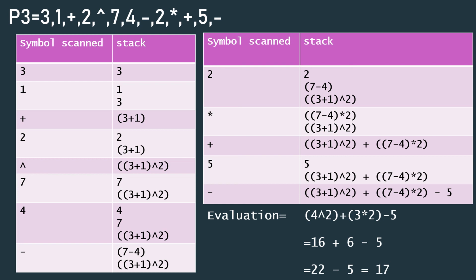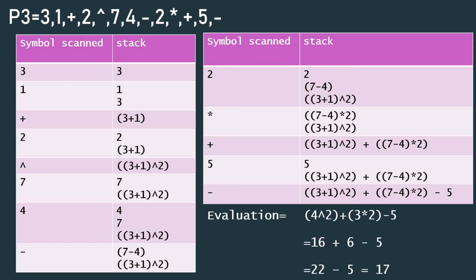Now the exponentiation operator has come, so that will be placed in between the top two elements, that is 3 plus 1 and 2, and this will be pushed back into the stack. Now 7 will be scanned and 7 will go above this one. 7 will be pushed in the stack, then 4 will also be pushed inside the stack. A minus operator has come, so the top two elements, that is 4 and 7, will be popped out and the minus operator will be placed in between them. So 7 minus 4 and 3 plus 1 to the power 2. These are two elements in the stack.